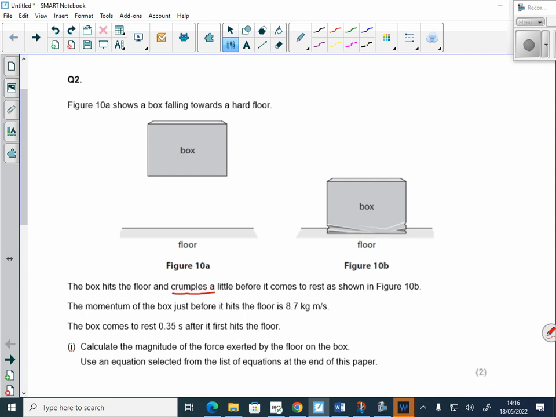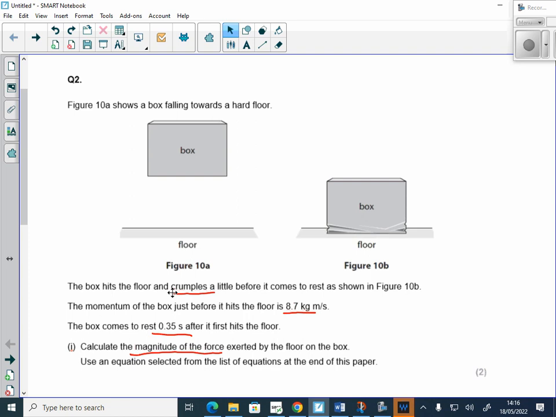We know the starting momentum of the box. It's 8.7 kilograms meters per second. Okay, and we know how long it takes for the box to stop moving. 0.35 seconds. That's not the time for it to fall. That's the time for it to stop moving after it initially touches the floor. Okay, then it asks us to calculate the magnitude of the force exerted by the floor on the box.